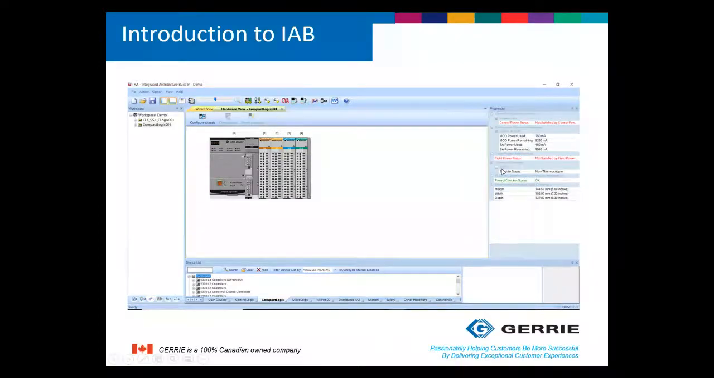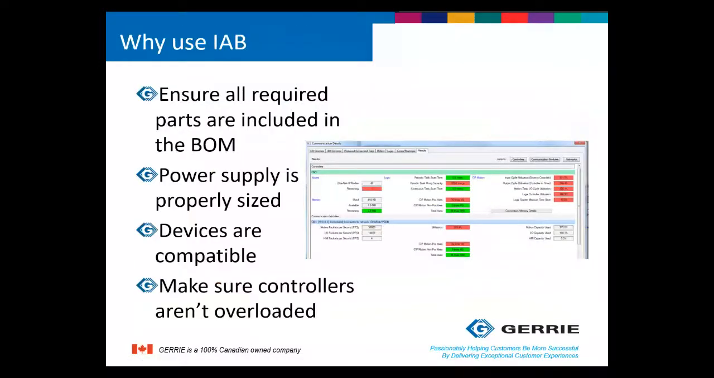So why use IAB? It ensures that all required parts are included in your bill of materials. It'll catch those little things that you might forget, like power supplies and terminal blocks. It makes sure that your power supply is properly sized. You don't want to undersize or oversize that. And it makes sure that your devices are compatible and that your controllers aren't overloaded.